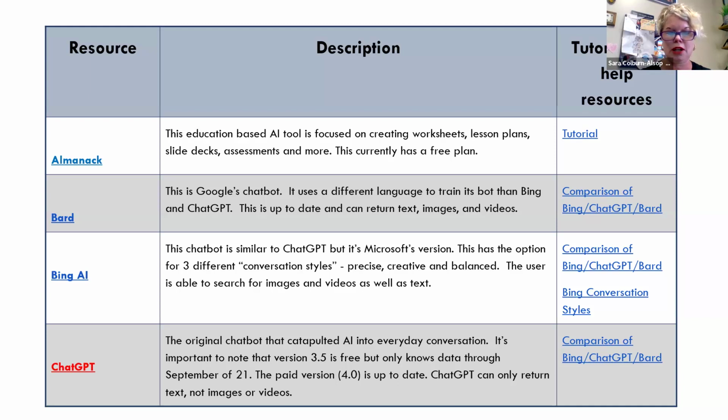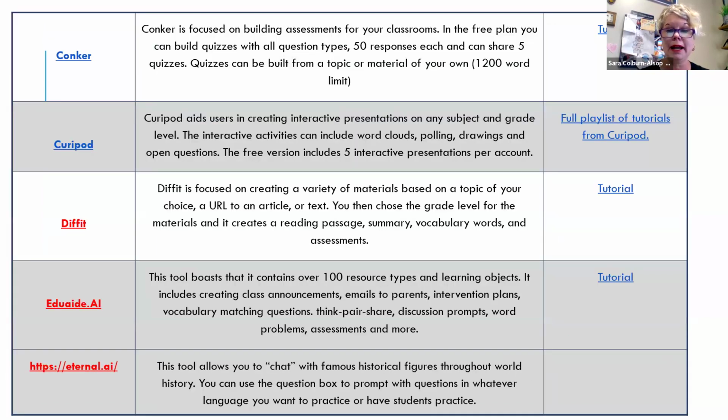So we've talked about ChatGPT. It is great for a number of different things. Bard and Bing AI are similar formats, but ChatGPT is the one I use the most. I am using tons with Diffit. Diffit is fantastic. You put in, say you want an article.